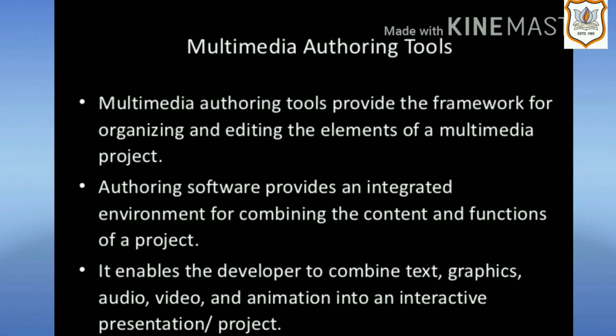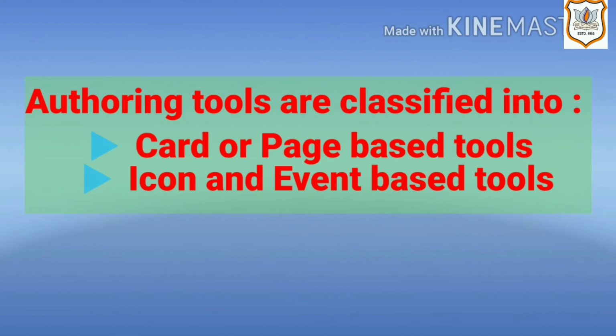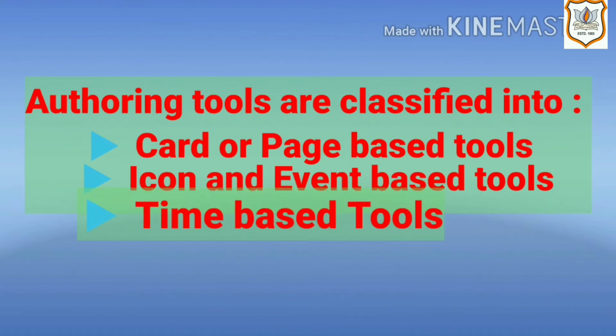Multimedia authoring tools provide the framework for organizing and editing the elements of a multimedia project. Authoring software provides an integrated environment for combining the content and functions of a project. It enables the developer to combine text, graphics, audio, video, and animations into an interactive presentation or project. The authoring tools are classified into card or page-based tools, icon and event-based tools, and time-based tools.